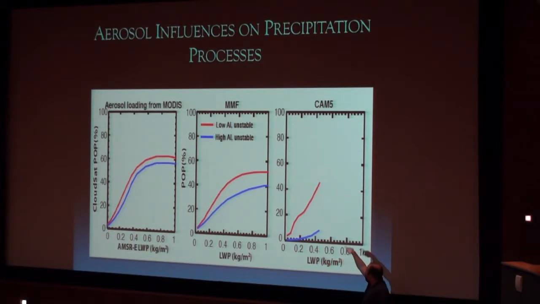But what you see is that as soon as you increase precipitation and make pollution, and you make conditions polluted, you get a sudden shut-off in precipitation. The model tends to be way more sensitive to aerosol than it should.